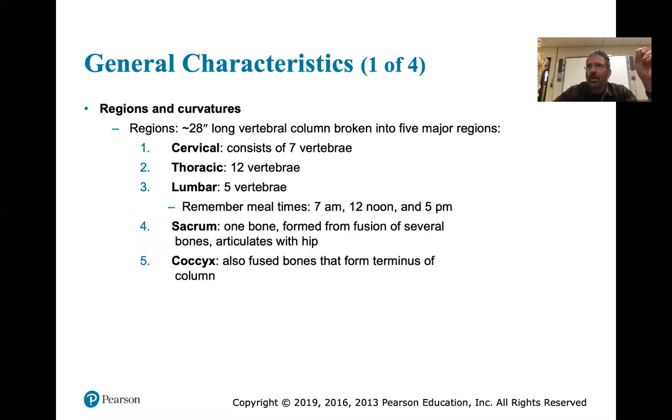And sometimes if you fall on the ice or whatever, you can fracture that little piece.